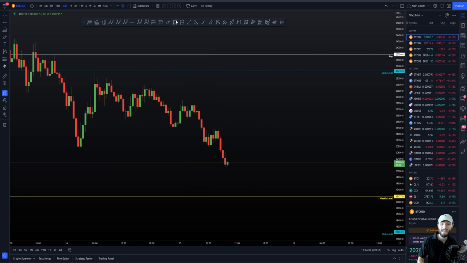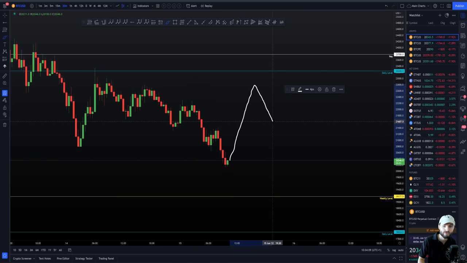I'll happily say if it bounces from here, for example, I'd have to see some sort of strength, and maybe I'd get in on a reclaim of this last current range. But for me, longing here is not a high probability.